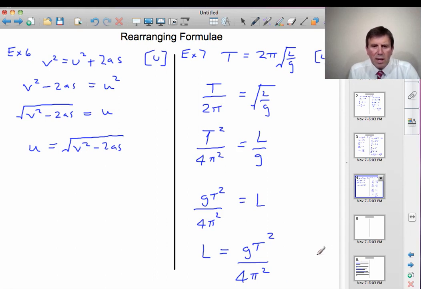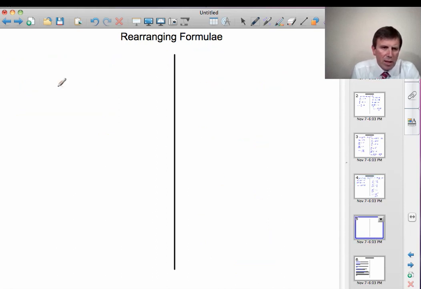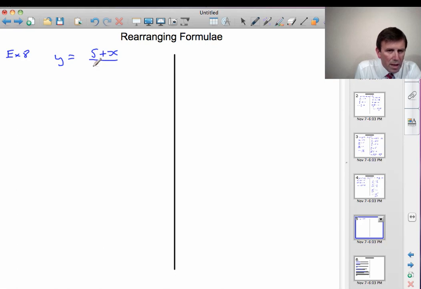Final answer, L equals GT squared over 4 pi squared. Right, moving on to our last two examples. Example 8. Y equals 5 plus x divided by 1 minus x. And we're going to make x the subject of this formula.